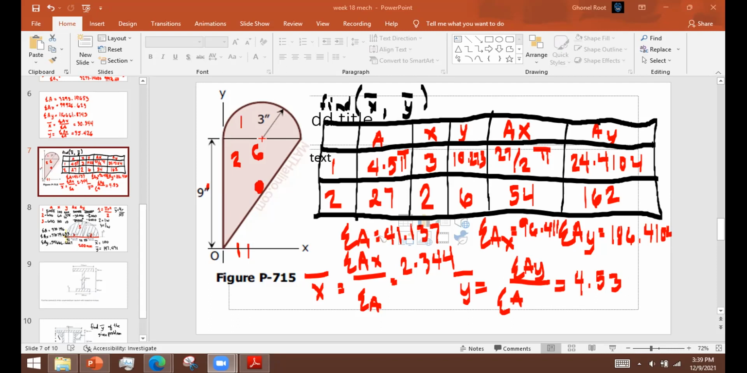So, summation of A natin, 41.137. AX, 96.411. Summation of AY, 186.4102. And so on. Okay, so X is equal to 2.344. So, ayan siya. And then Y is 4.53. So, yan yung centroid nung number ano natin.